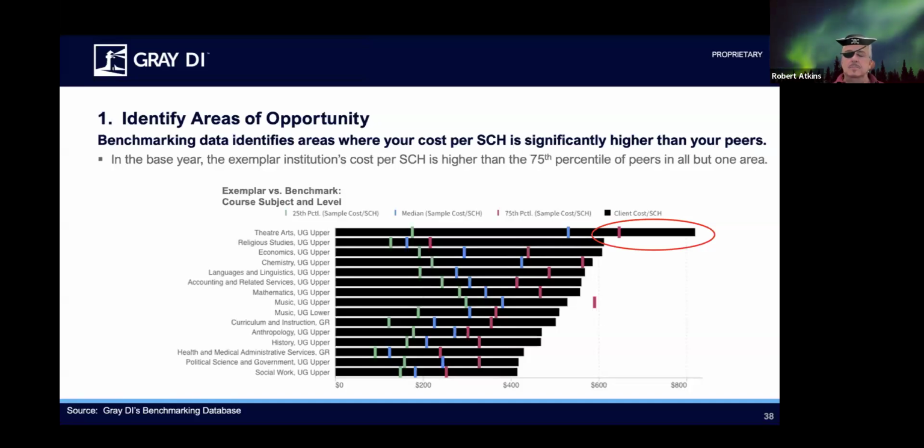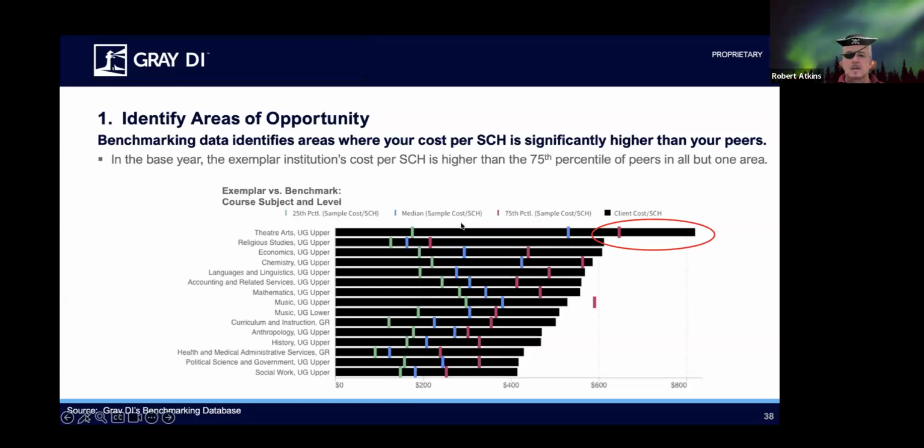What you need to do is get out and be able to compare to other institutions in a pretty granular way. So here we can see theater arts, undergraduate, upper level, so 300 and 400 level courses. And we can see that, yes, the benchmark cost for that is very high. The 25th percentile, the green bars, is almost $200 per student credit hour. The blue bar is actually the highest blue bar on the page at $500 per student credit hour, and that's the median. And the red bar, which is the 75th percentile, is over $600 per student credit hour.